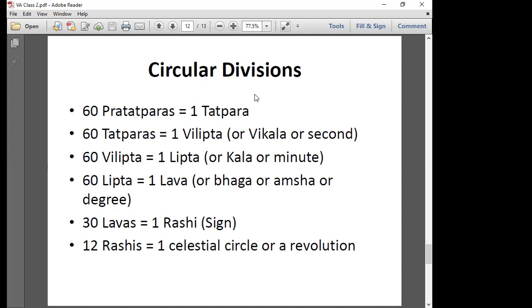Okay. So 60 pratatparas is one tatpara, 60 tatparas is one vilipta. Vilipta is also known as vikala or second. 60 vilipta equals 1 lipta. 60 lipta is 1 lava or bhaga or amsha or degree. So this will be more clear once we start doing the divisional charts. Okay, so 30 lava is 1 sign or rashi, and 12 rashi is 1 celestial circle or revolution, which is of course 360 degrees. Okay, 30 into 12 is 360 degrees.